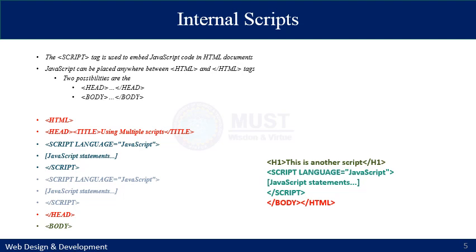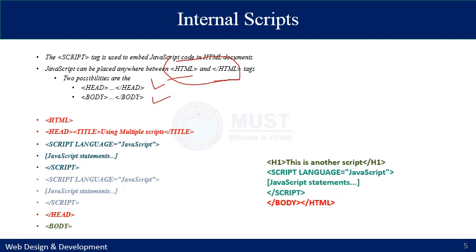So here is an example of using internal scripts. The script tag is used to embed the JavaScript code into the HTML documents. JavaScript can be placed anywhere between the HTML starting and ending tags. There are two main possibilities: you can paste it in the header tag or you can paste it in the body tag. However, there is no limitation on where you put the JavaScript, as long as it is inside the opening and closing HTML tags.